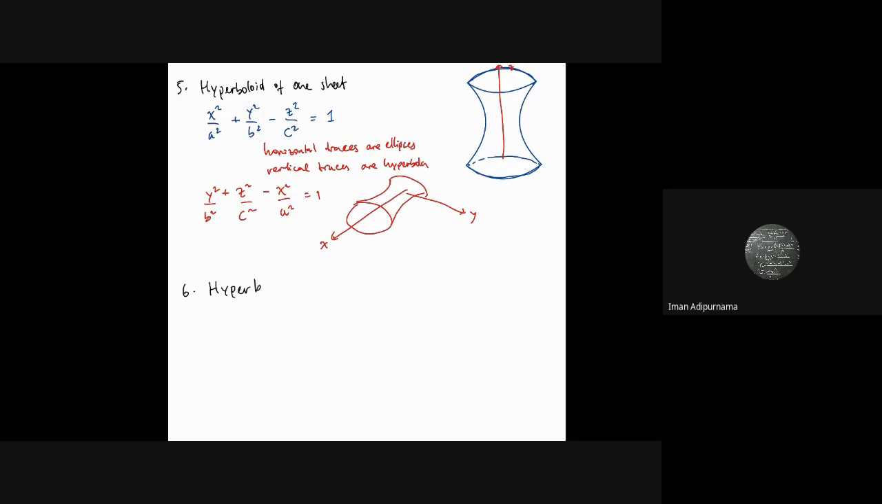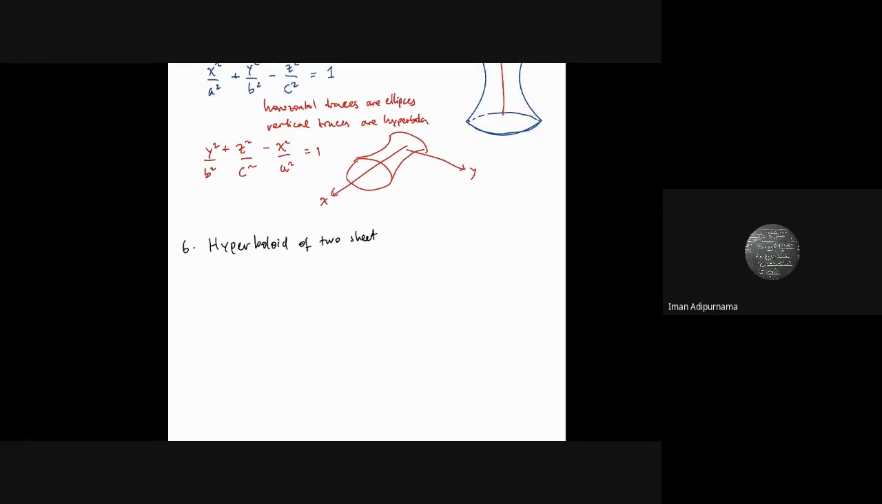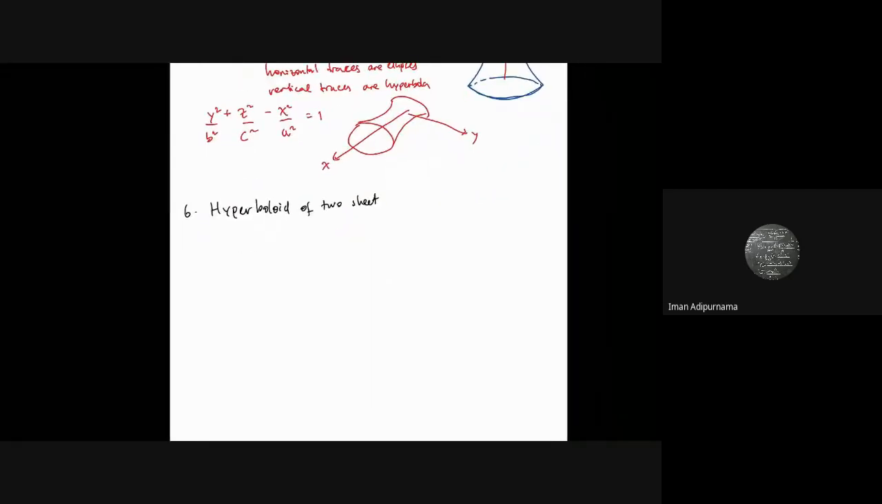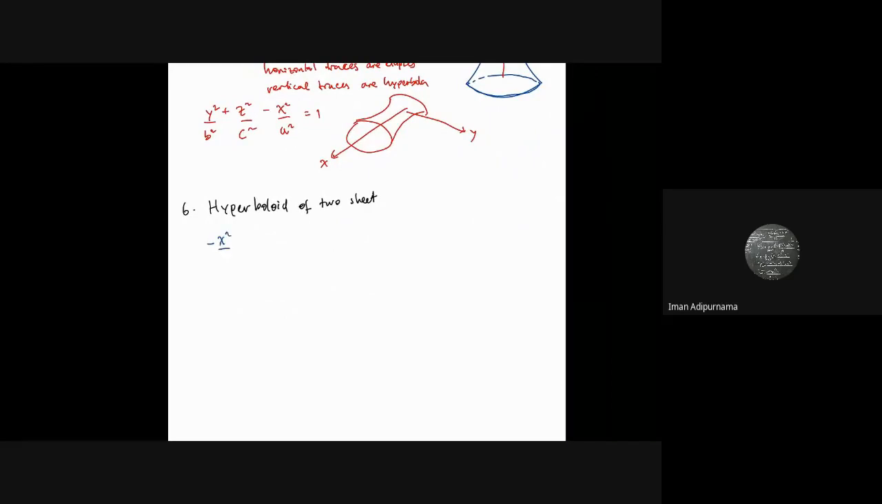And then the last part is the hyperboloid of two sheets. It's kind of similar with the one sheet here, but the difference is the alternate signs. So it will start with negative x squared, and then negative y squared, and then plus z squared. So if you have 2 minus signs, that will be our hyperboloid of two sheets.